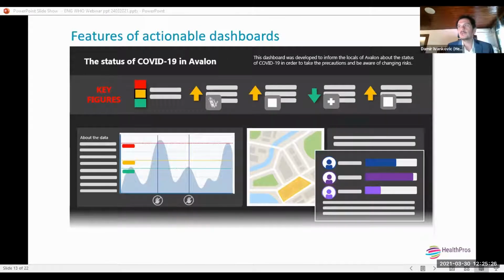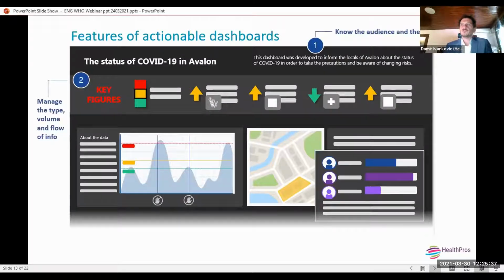So the first one would be knowing the audience and their information needs. I've already talked about our results of how many dashboards, in fact, did have the audience and purpose of reporting stated explicitly. And we saw that those that were scored highly actionable did have this feature. We also looked at multi-language support. Only, I think, around 20% of dashboards did have multi-language support.